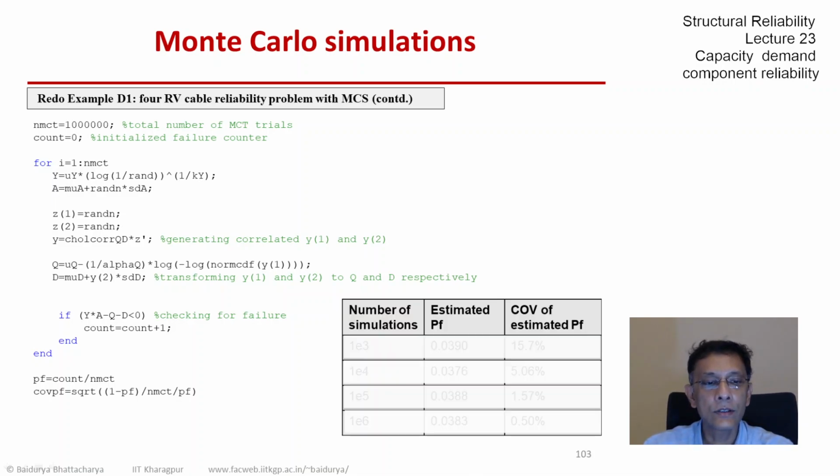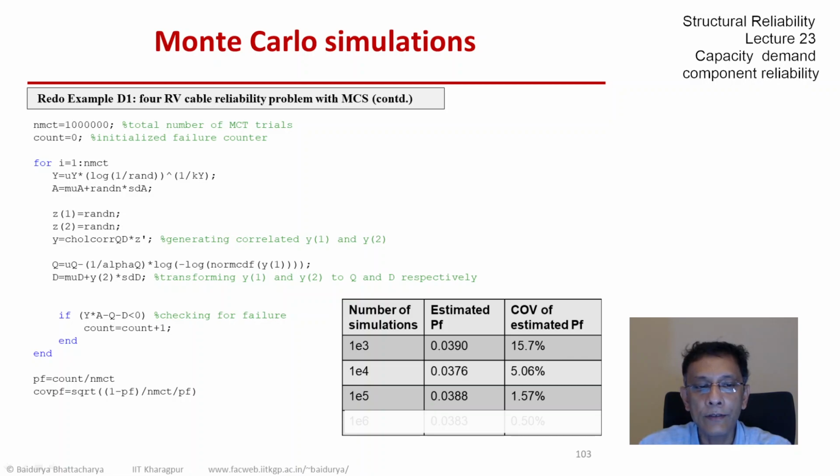We have run this for 4 values of the number of trials. The first one is just 1000 samples, and that gives about 3.9% failure probability, but the COV is a bit too large, about 16%. So let's increase the number of samples. The next one is 10,000, still about 3.8%. The COV comes down to 5%. So we could stop there, but let's see how the improvement goes on.